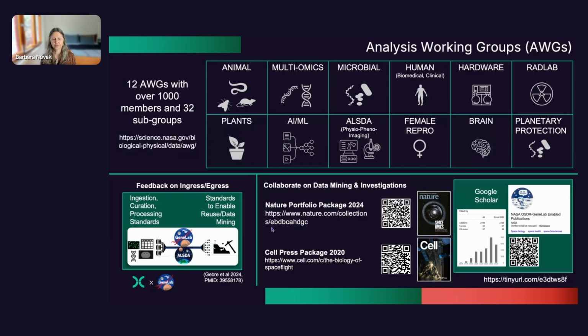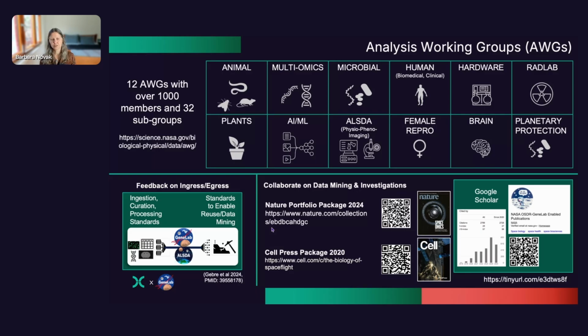So we work with the greater space biology community via our analysis working groups, or AWGs. At the moment, we have 12 AWGs listed on this slide, with over 1,000 members and 32 different subgroups that investigate all sorts of different things. The AWGs work together and with us to set data standards, both for metadata and for processing standards, as well as standards to enable reuse and data mining. They also collaborate with each other and serve as a collaboration platform for scientists to work together.